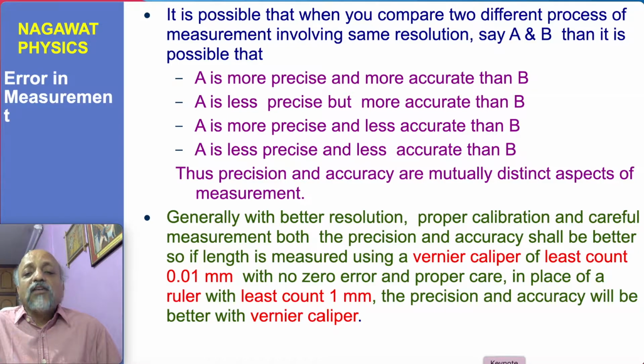So if length is measured using a vernier caliper of least count 0.01 millimeter with no zero error, and proper care, in place of a ruler scale which has the least count of 1 millimeter, then we expect that the precision and accuracy in the measurement by vernier caliper will be better than the precision and accuracy in the measurement by the ruler scale.